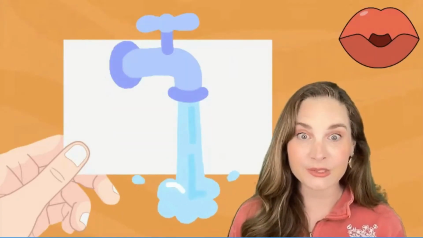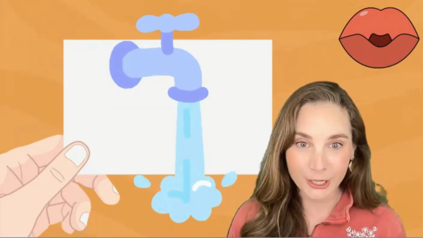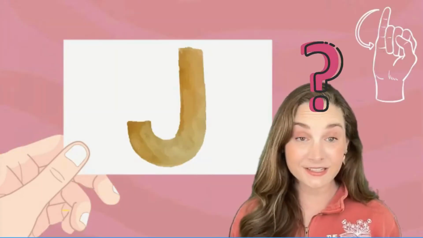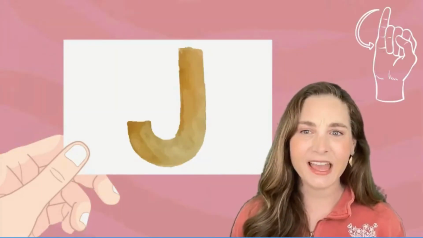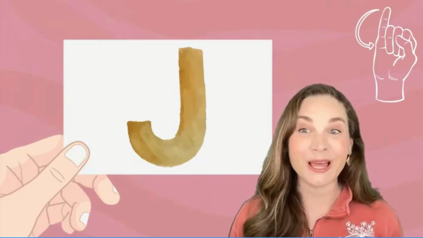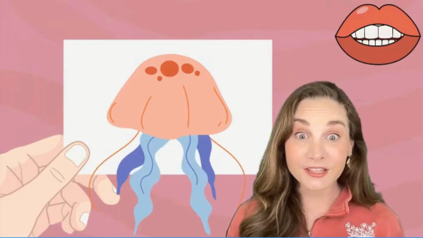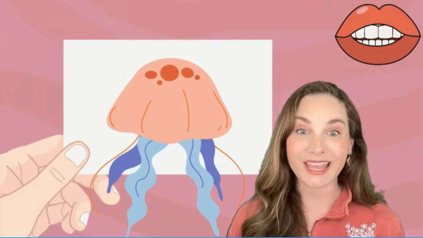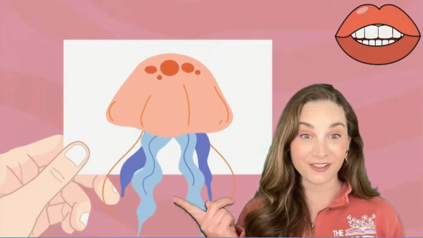The letter W spells w, like in the beginning of the word water. This is the letter J. And what does the letter J spell? The letter J spells j, like in the beginning of the word jellyfish.